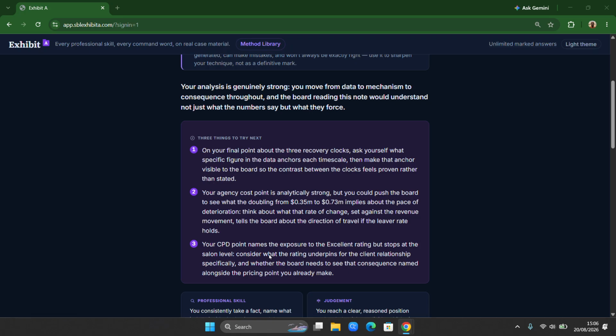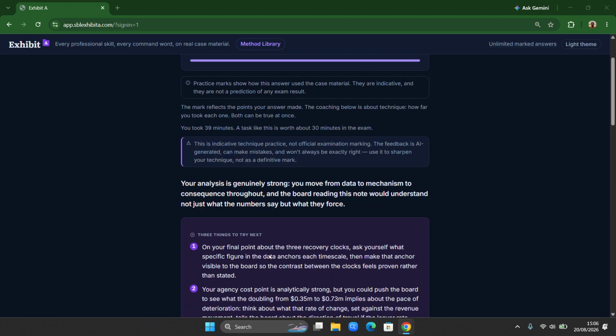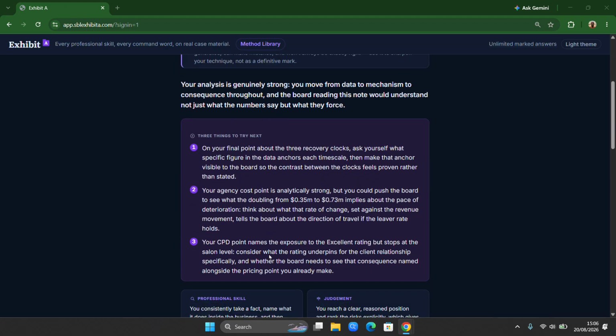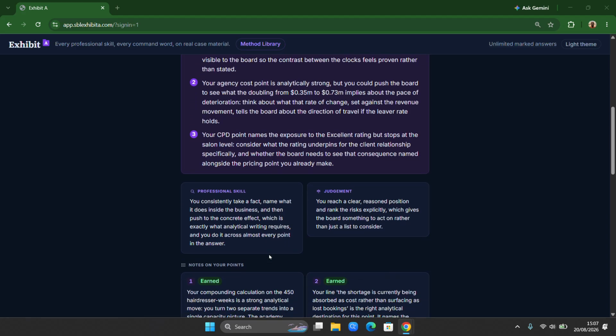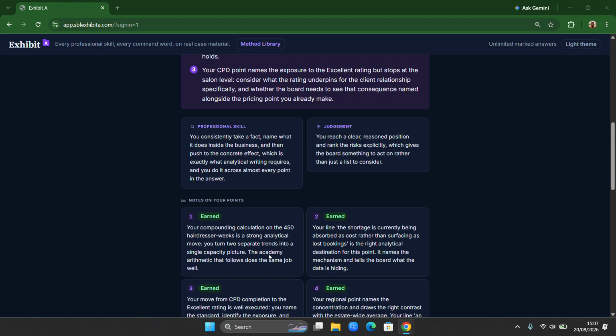It's the most useful thing on the page. It's full marks, but it's not the same as completely finished. Even at full marks, the coaching pushes 3 points further. It says my 9 hairdresser figure is well built, but I never said what the absence does to booking capacity across 50 salons. It says I move on to the region before the board has absorbed what losing the rating would actually do to the price. And it says my 38% figure rests on destinations known for only 2/3 of leavers, and I set the uncertainty aside instead of weighing it. That means that a point that earns can still stop one move too early.